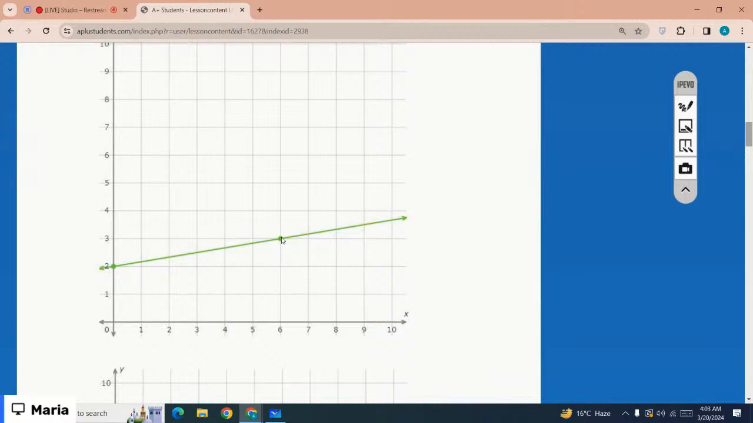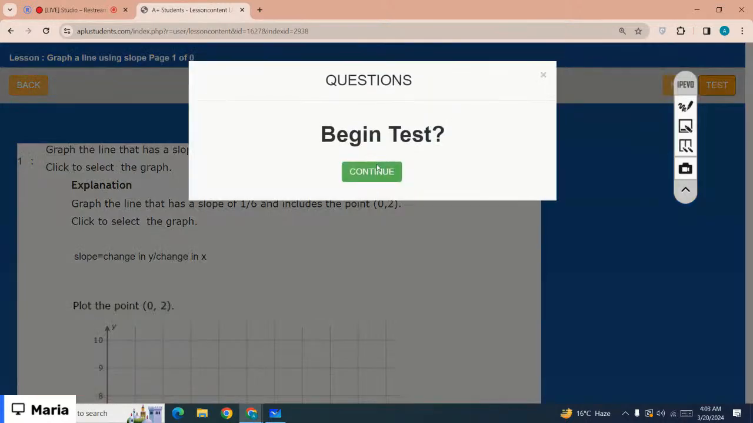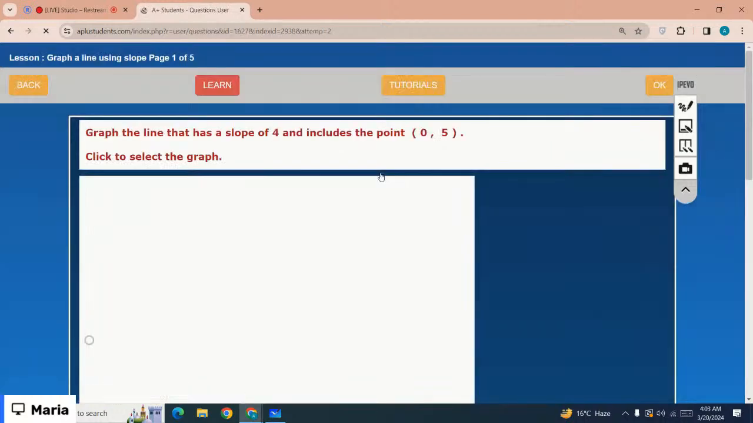So when you have the y value, you have to either move up or down, right? If the y value is positive, you have to move up. If the y value is negative, you have to move down, right? Same thing you have to do with the x. If x is positive, you have to move right, and if x is negative, you have to move left. Got it? Let's just start with the test questions.